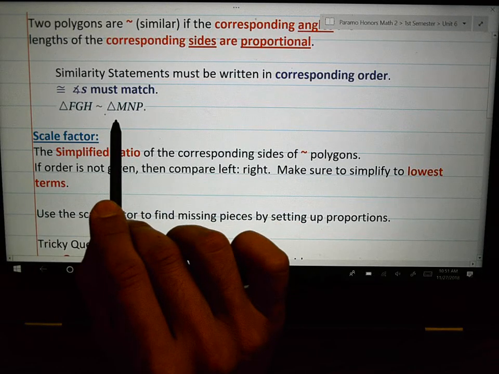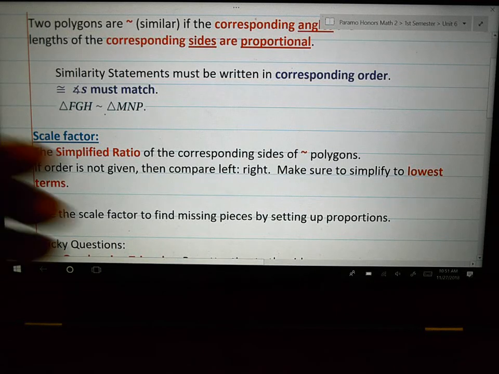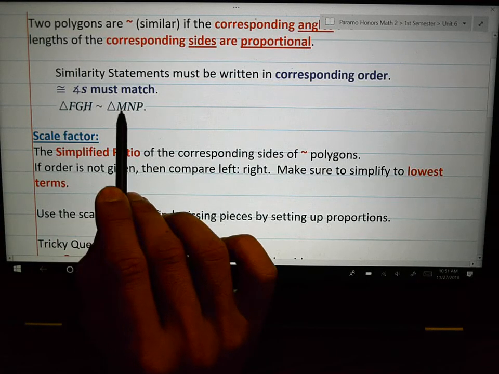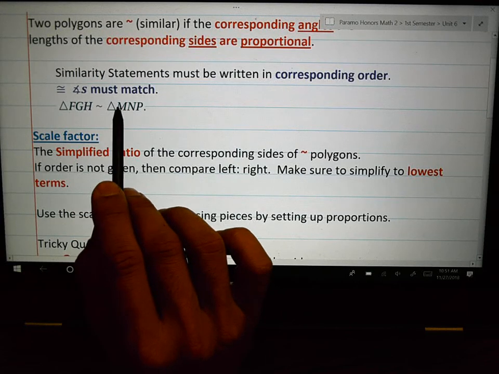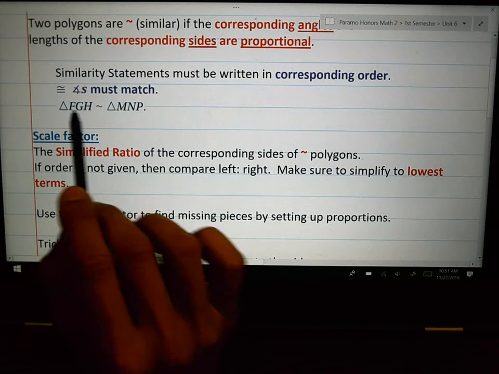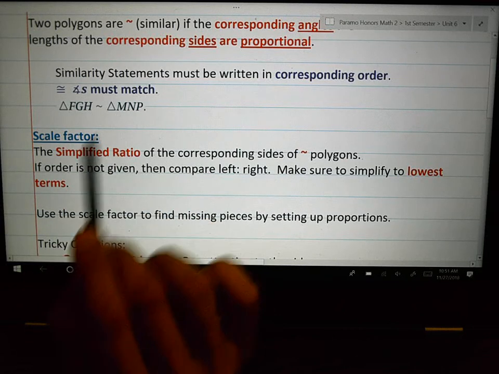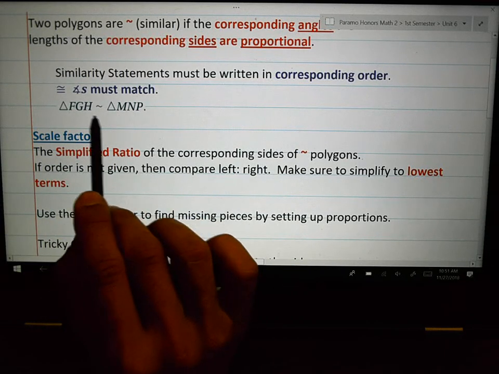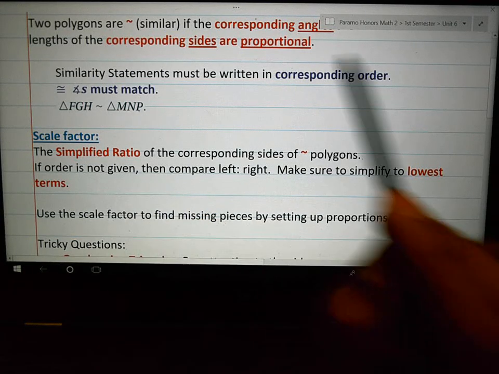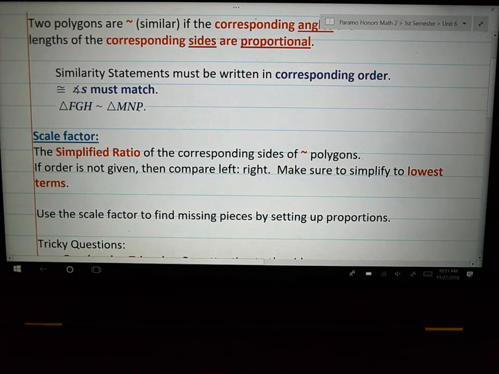When you see a similarity statement, it can be written in a variety of different ways. If I wrote FHG, then that would have to match up with MPN. The reason for that is that these angles match each other. These angles are congruent. H is the third letter, P is the third letter. They are congruent. They're the exact same size.